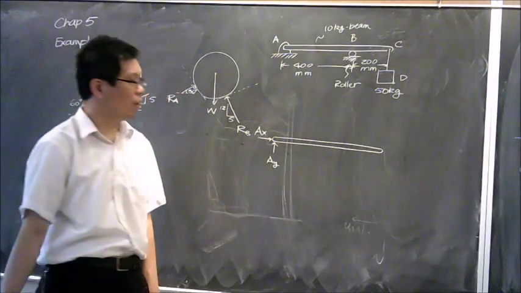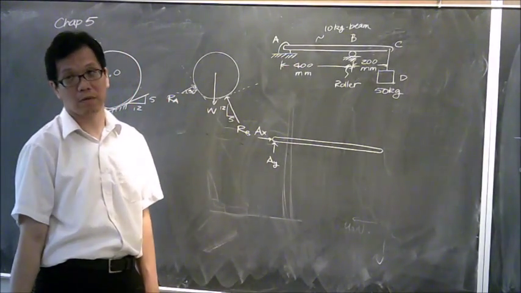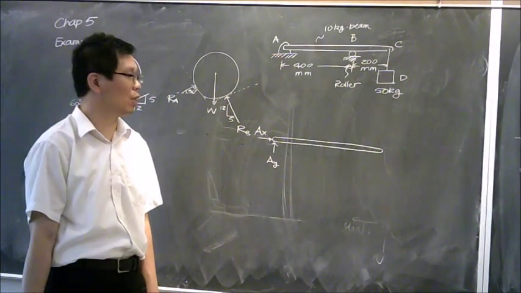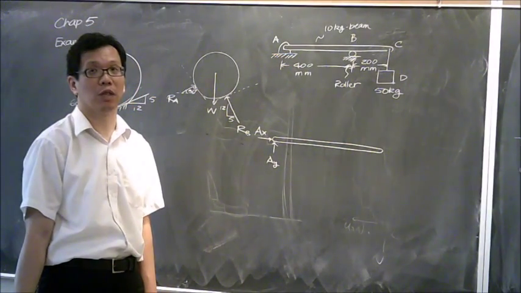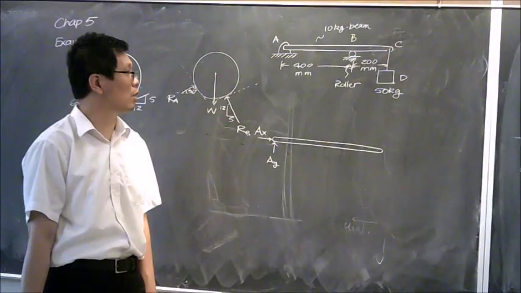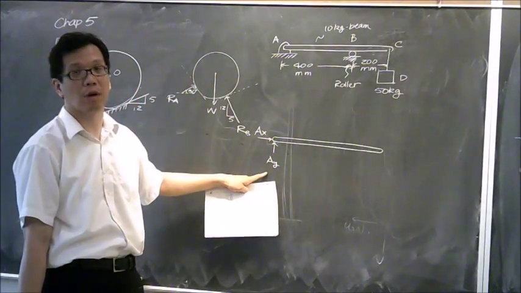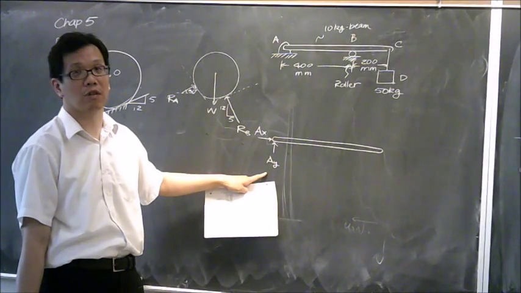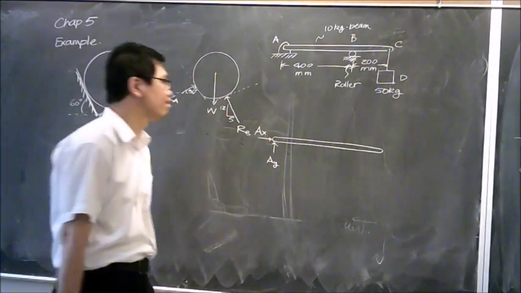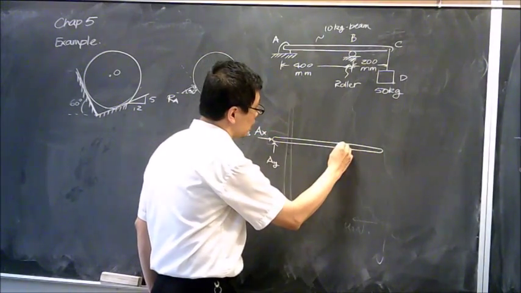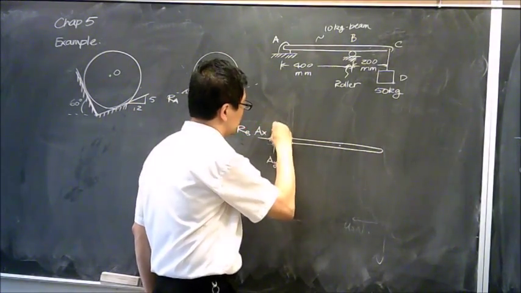Again, I assume both forces are going to be positive. That's just for my own convenience, because if it turns out to be a negative number after doing the calculation, it means my assumption of the directions was wrong. But other than that, the calculations are all correct. Okay. Now, how about B?